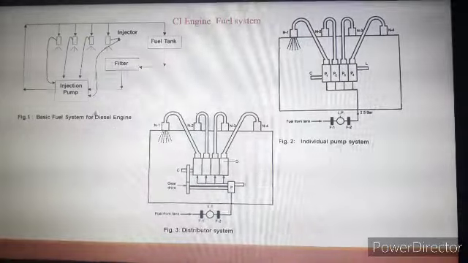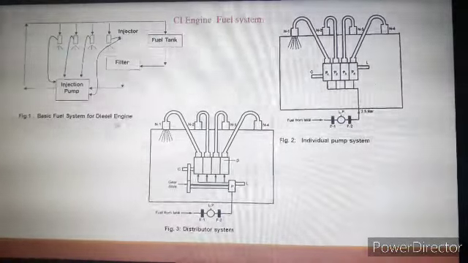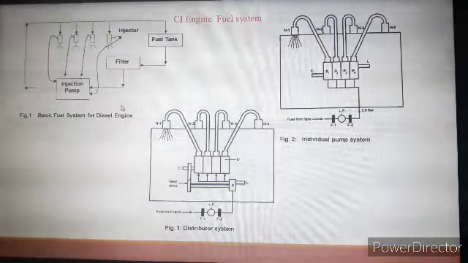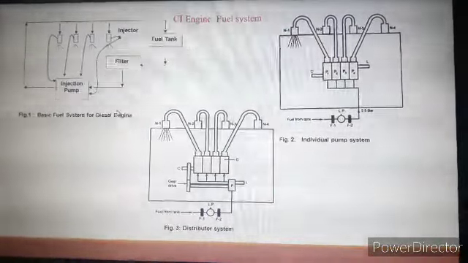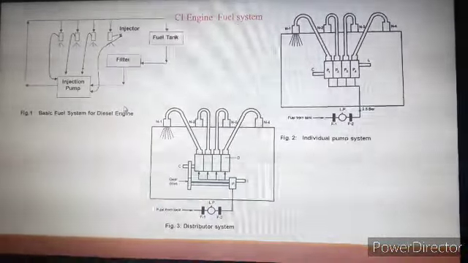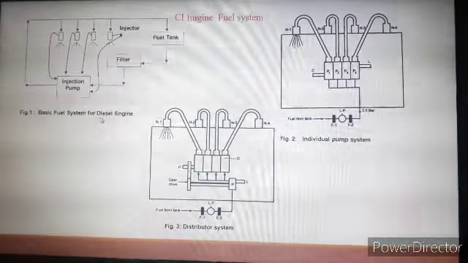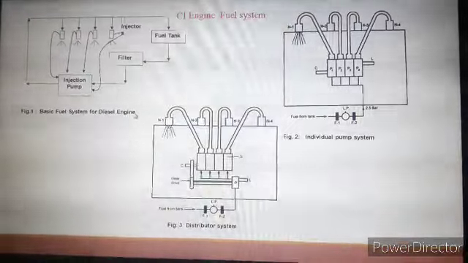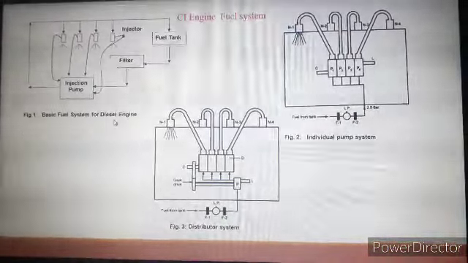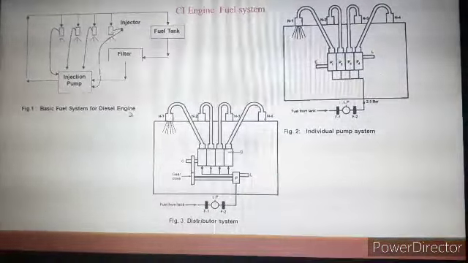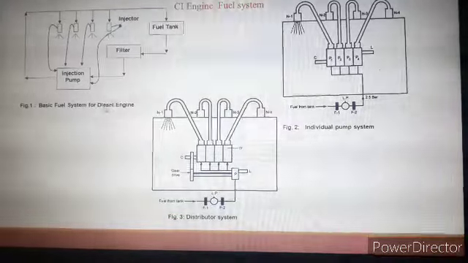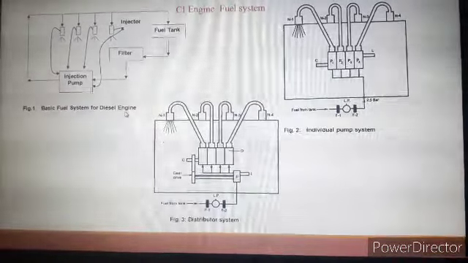In case of 4-stroke diesel engine, we have suction stroke, compression stroke, power stroke and exhaust stroke. Again, you know the difference between the working of 4-stroke diesel engine and the working of 4-stroke petrol engine. So what is the basic difference between the diesel engine and petrol engine? In case of diesel engine, during suction only air is taken inside the cylinder, whereas in case of petrol engine we take the mixture of petrol and air inside the engine.